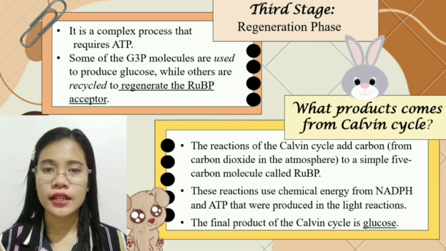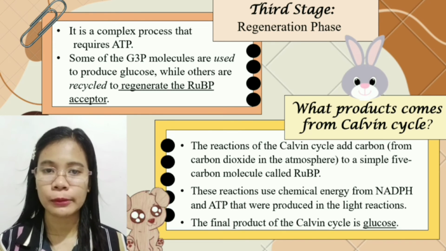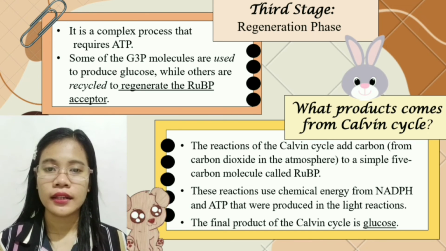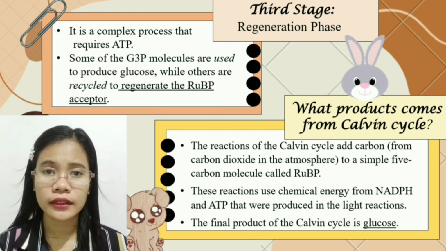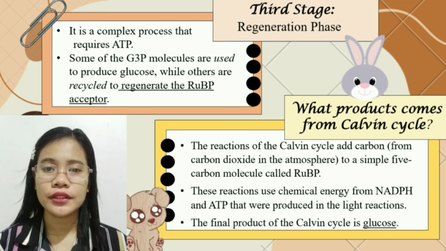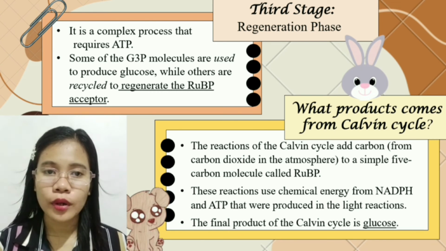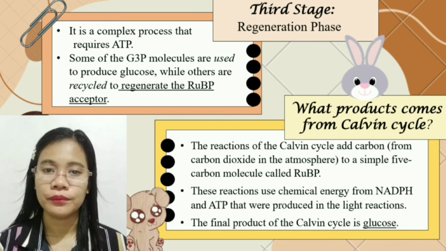The third stage is the generation phase. It is a complex process that requires adenosine triphosphate. In this stage, some of the glyceraldehyde triphosphate, or G3P, molecules are used to produce glucose, while others are recycled to generate the ribulose bisphosphate acceptor.